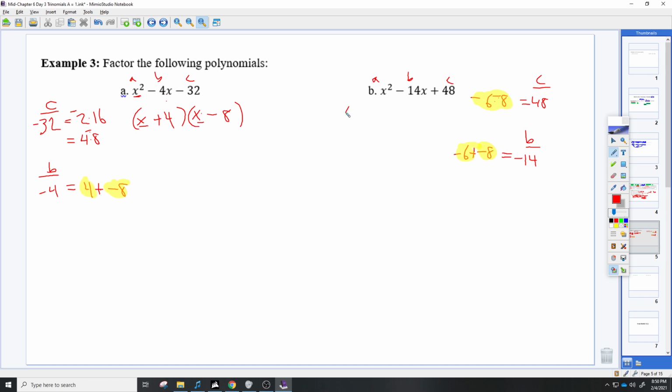And we set up our 2 parentheses, x and x, and our numbers are negative 6, negative 8. You just have to practice getting that right combination so that you can write it out correctly. And that's probably the hardest part, trying to play that little game of figuring out. You have to know your multiplication tables and know those skills to be able to apply it here.